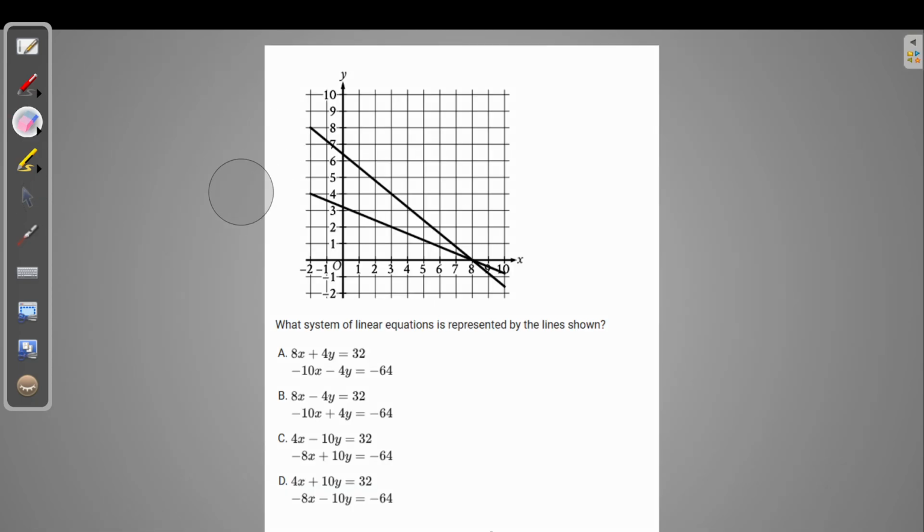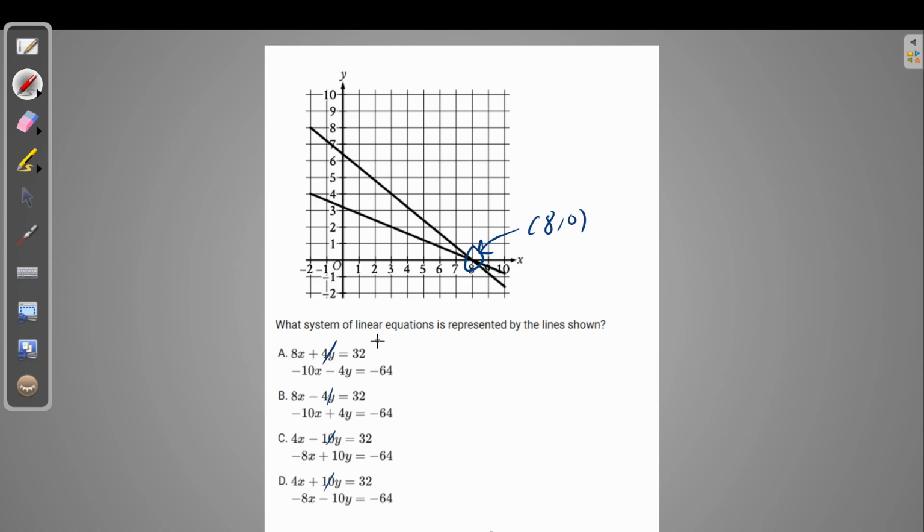And then for the last one, we have another system of equations, and it says, what system of linear equations is represented by the lines shown? Here you want to look at the point of intersection, which is going to be (8, 0). You just want to plug that in and see which one is false, and eliminate that. For here you can eliminate y for each one, because it's always just going to be 0, because y is 0.